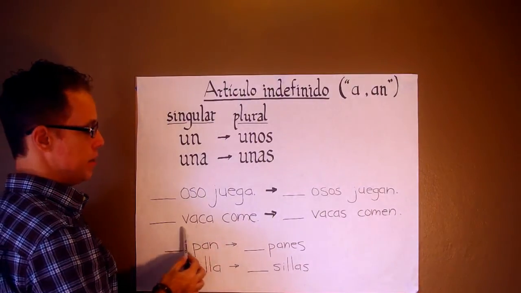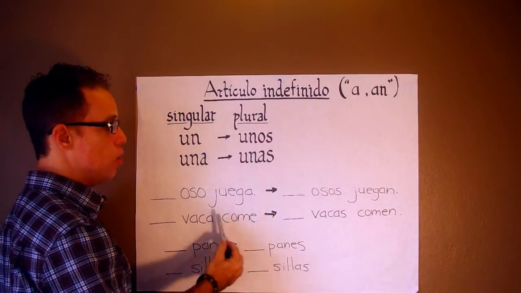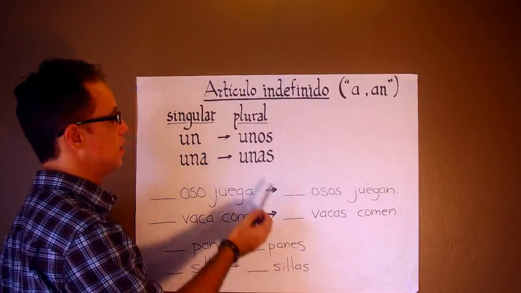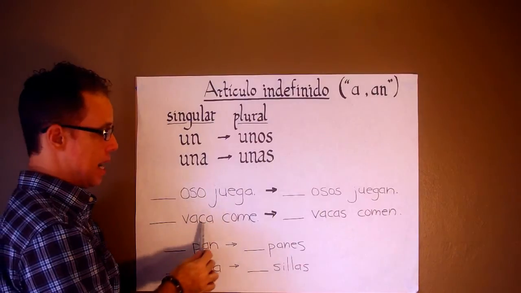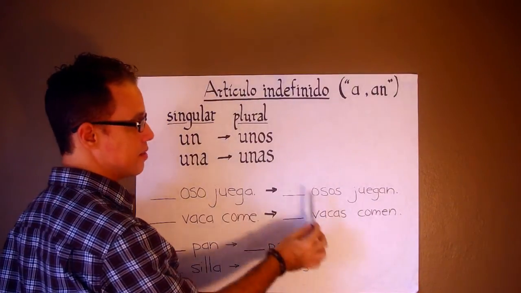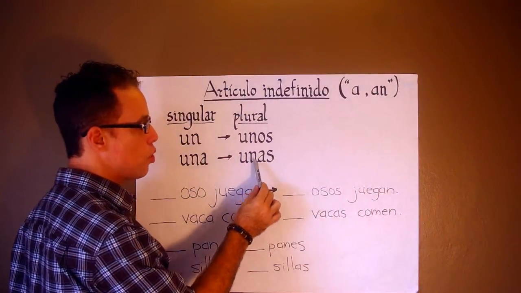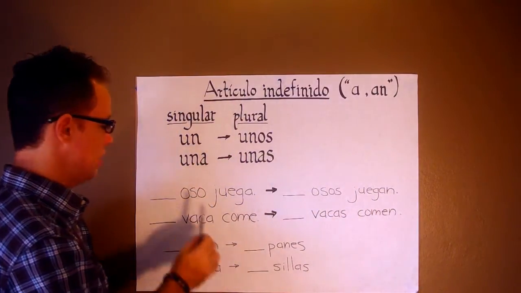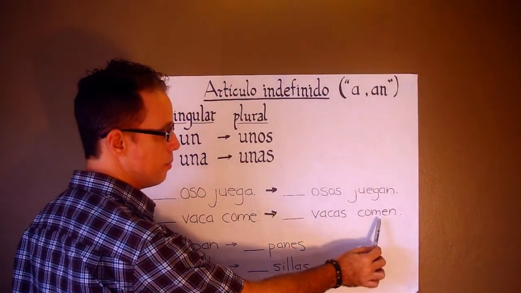Now, the feminine singular noun vaca. A cow eats. Una vaca come. In the plural, unas vacas comen. Some cows eat. Again, una vaca come. Unas vacas comen.